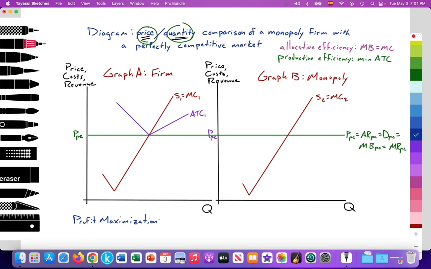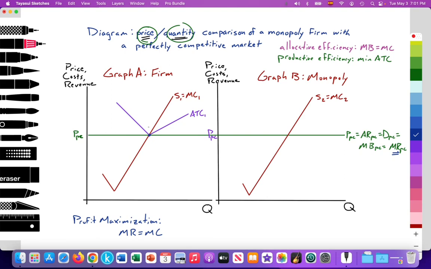And the rule for profit maximization, which you absolutely need to know, is producing where the marginal revenue is equal to the marginal cost. That's where the profit is at its highest point. And so for the firm, we see that here is our marginal cost curve, and it's intersecting with the perfectly elastic marginal revenue curve at this point.